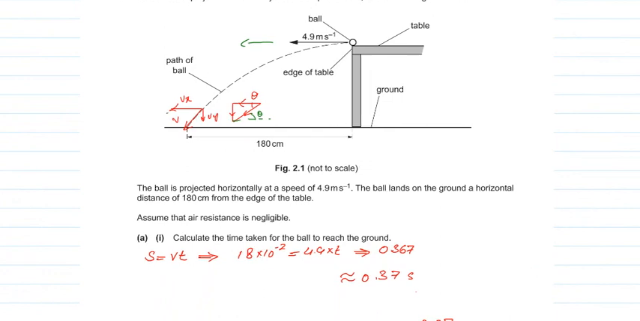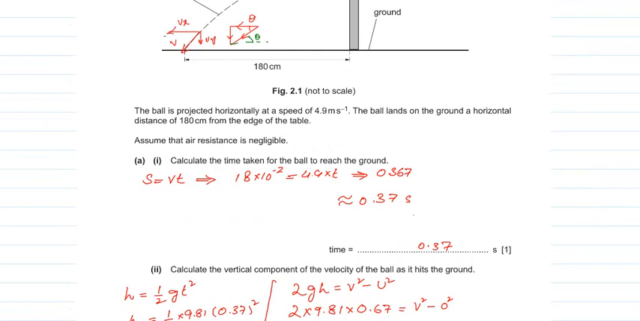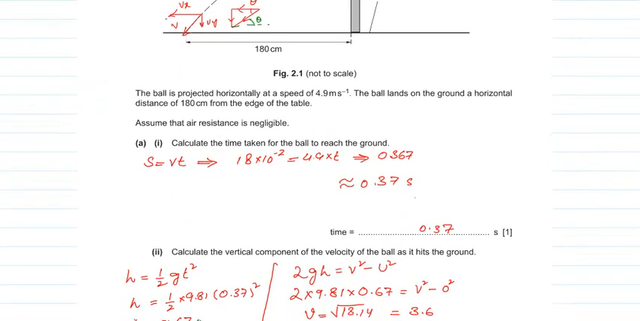So the ball is projected horizontally at a speed of 4.9 meter per second. The ball lands on the ground a horizontal distance of 180 centimeters from the edge of the table. So remember, we need to convert this centimeter into meter. Assuming the air resistance is negligible, calculate the time taken for the ball to reach the ground. For the horizontal range, velocity is constant, so total distance equals velocity times time. The distance is 180 times 10 to the power minus 2, which is in meter, and 4.9 is the speed, so we get the time, which is 0.367, rounding off to 0.37 seconds.